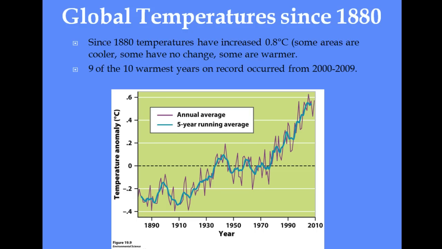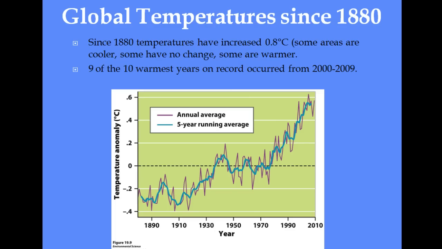So this is showing global temperature since 1880. And since 1880, the temperature has increased 0.8 degrees Celsius. And that's an average because some areas have become cooler. Some areas, generally in water bodies, have had no change. And then some areas are warmer.